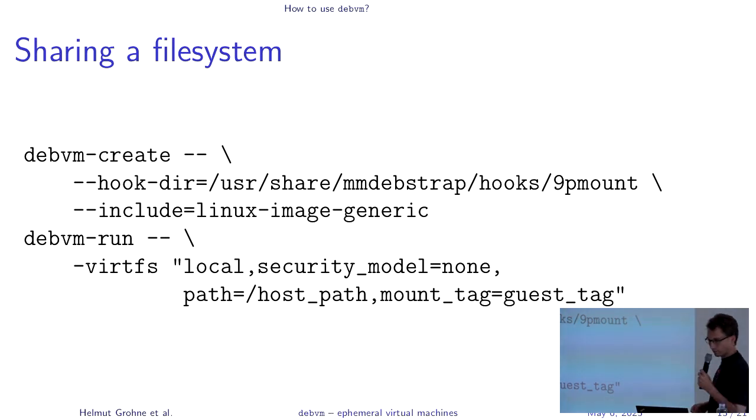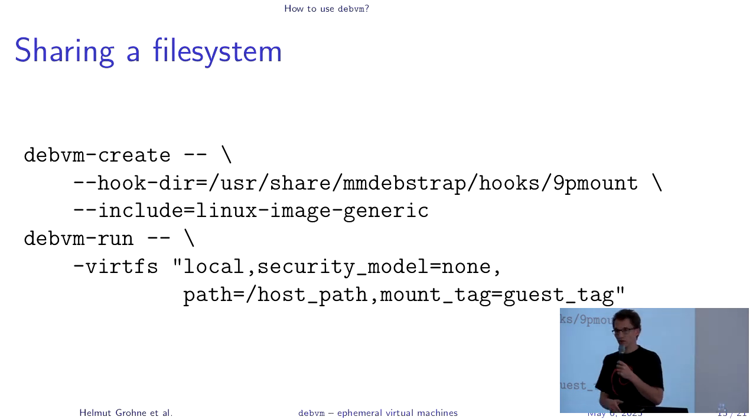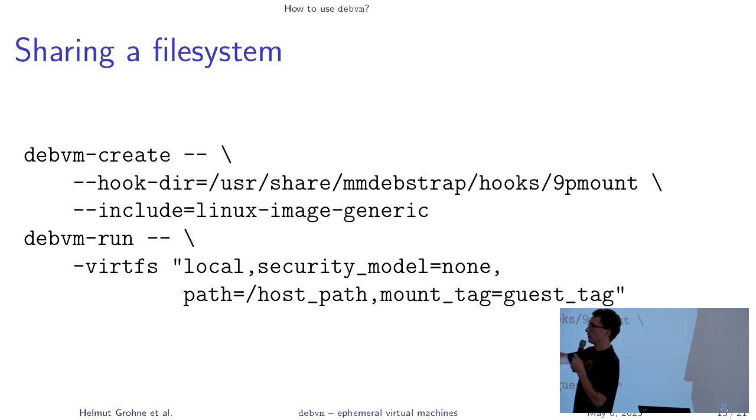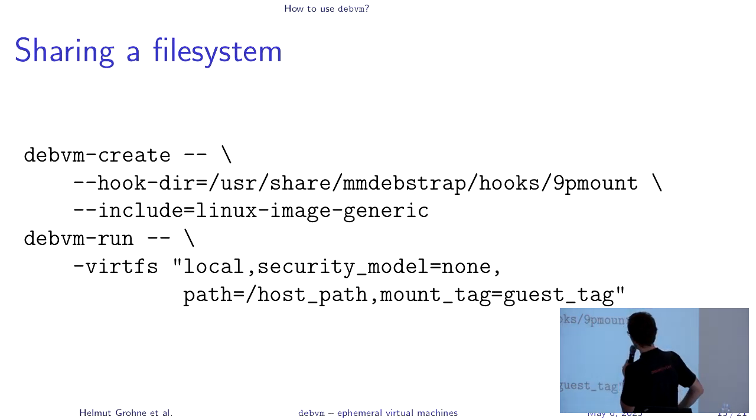Another thing that you may want to do with it is sharing a host file system with your virtual machine in order to not having to copy stuff into it and out of it. And QEMU has this virtfs thing, which is not to be confused with, what is it called? Virtio. Yeah, thank you. It's a completely different thing. On the Linux kernel side, it's called 9p.